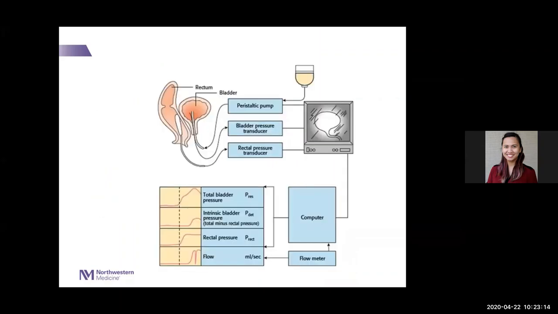So this is kind of what the setup looks like. This is the schematic. If you think about it, in the old days, there used to be not a fancy transducer, pressure transducers and pumps. Really, it was gravity and a water manometer that were how you measured pressures. And this is why we measure in centimeters of water as far as pressure is concerned.